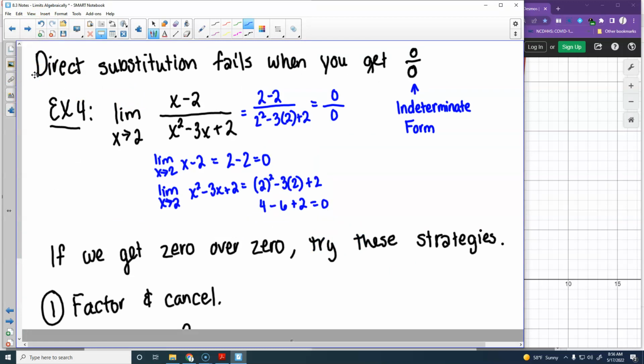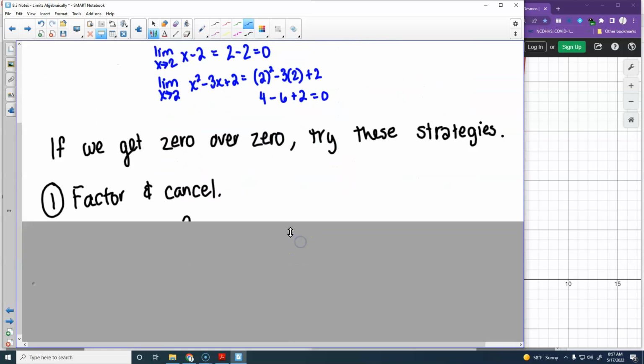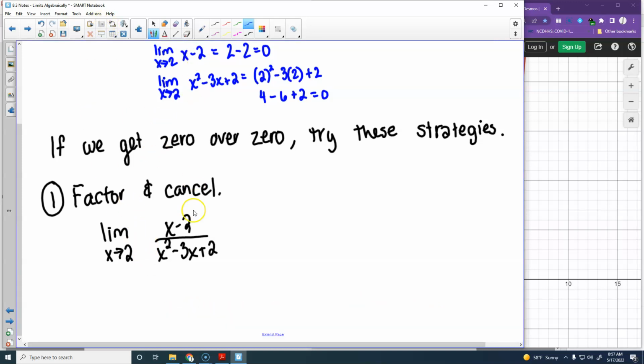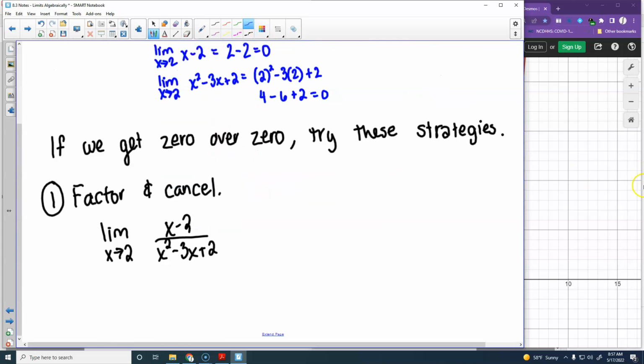But there is a way that direct substitution, just plugging in that number, is going to fail. And that is when you get 0/0. So on this equation right here, we have plugged in 2, and we end up getting 0/0. And that's called the indeterminate form, and it means we're going to have to do something else to the problem. So the first strategy that we're going to try, and the one that works on this particular problem, is we're going to factor and cancel. You don't have to recopy this. This is the same problem that we were doing up here, example 4.